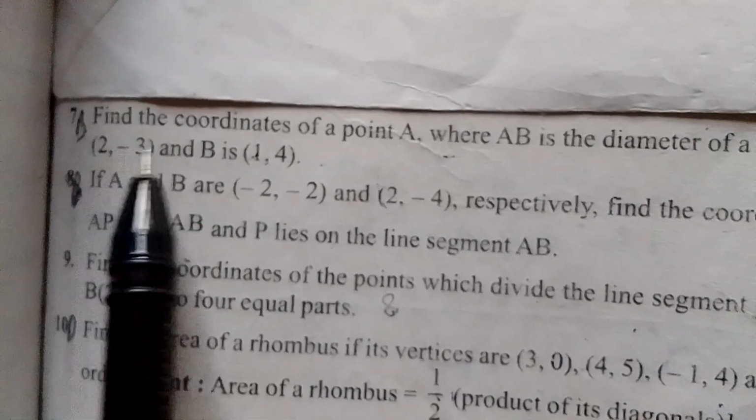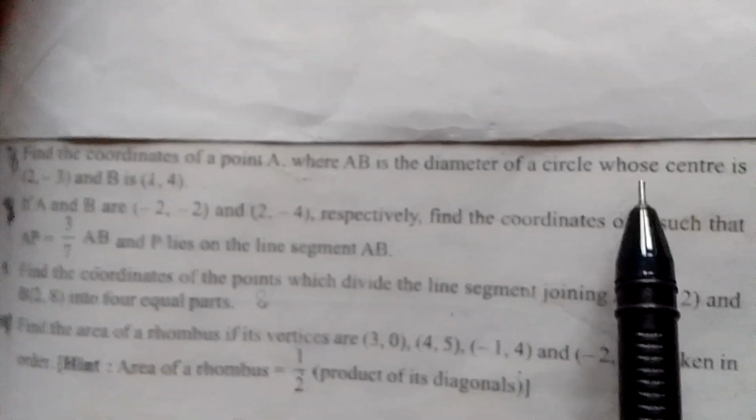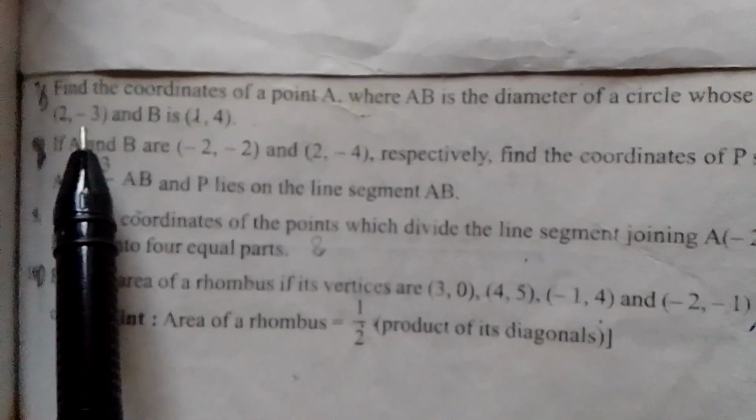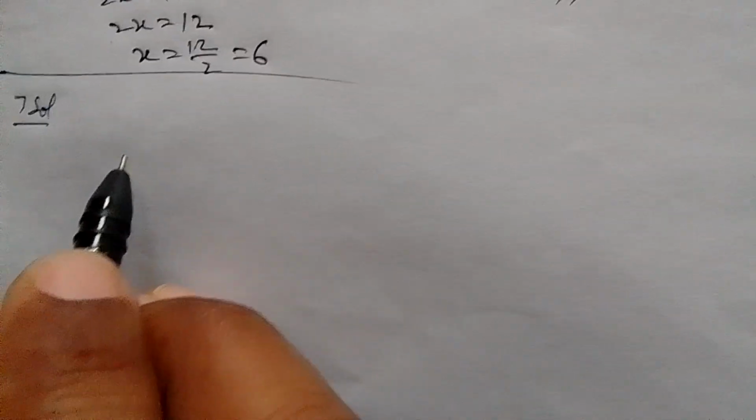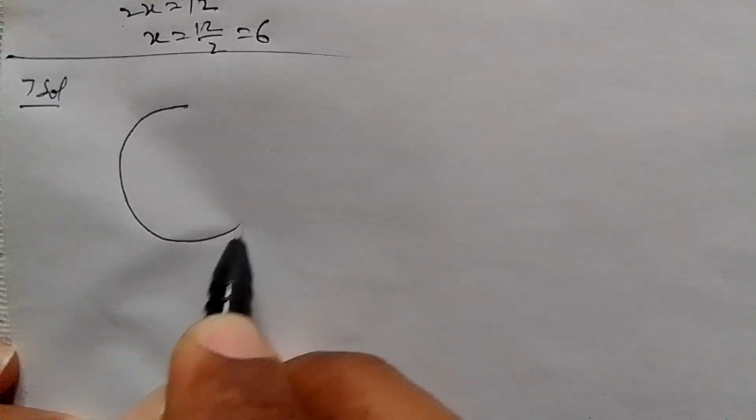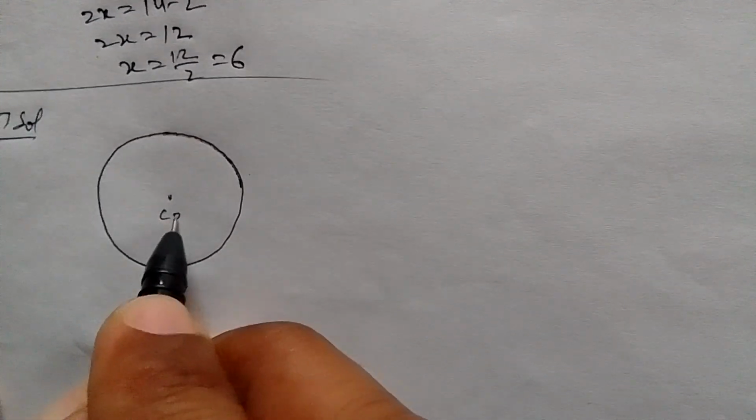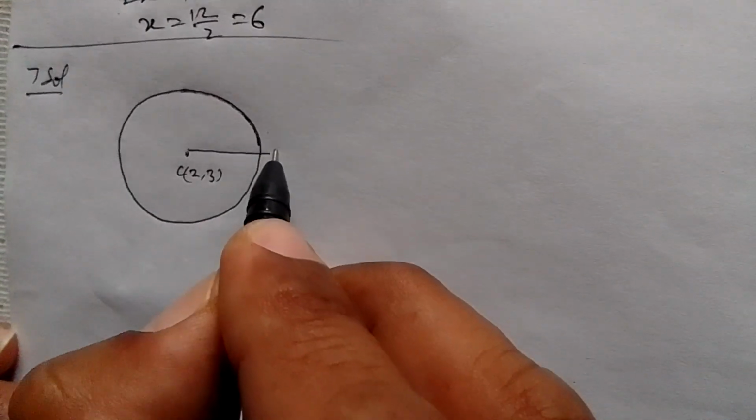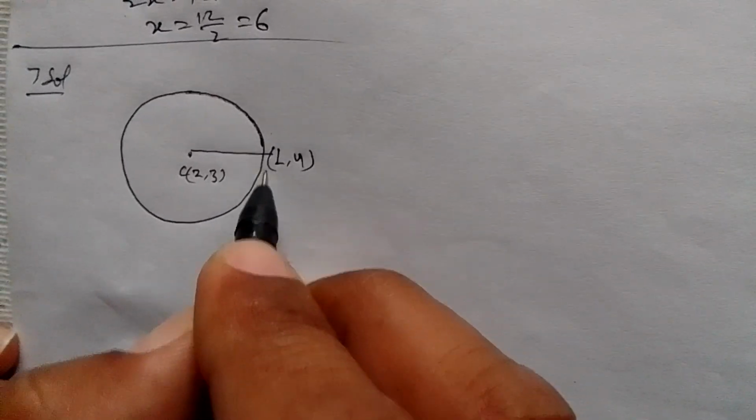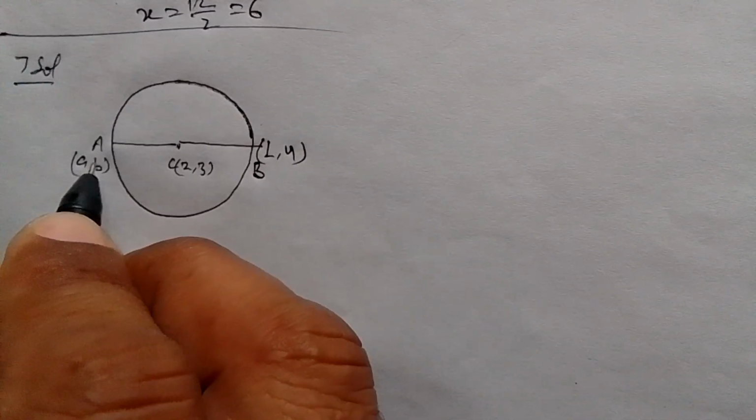Seventh question: find the coordinates of a point A where AB is the diameter of a circle whose center is (2, minus 3), and point B is (1, 4). For the seventh question, we have to make a circle whose center is C, whose coordinates are (2, minus 3), and point B has the coordinates (1, 4), and assume the coordinates of point A on the other side of the diameter, that is A and B, which are to be found.